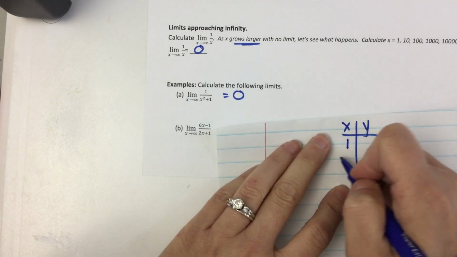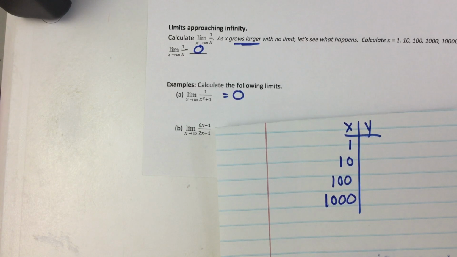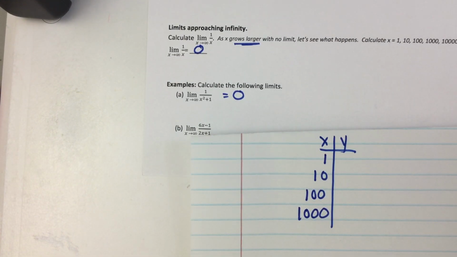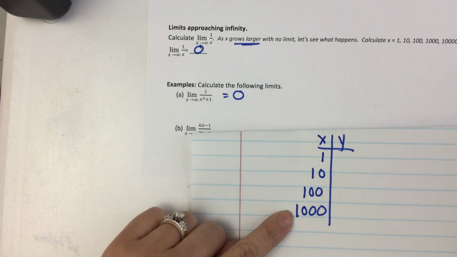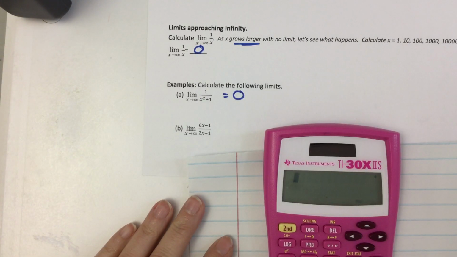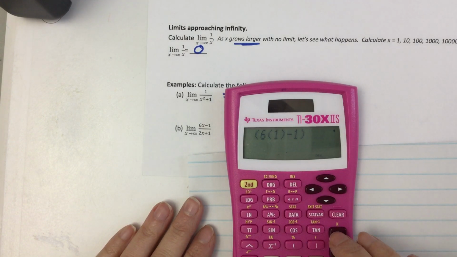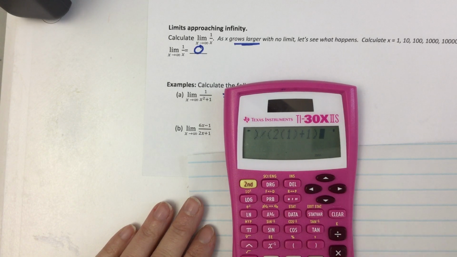So you start off, I go 1, 10, 100, and then I would at least go to 1,000, okay, because you're picturing that you're going all the way to the right forever and ever and ever. So you want to make sure that you do go to a significant difference from where you start to where you end the table, okay? If I go ahead and do this, the top is 6 times, I'm putting in a 1 minus 1. Notice I put parentheses, that's the top. Divided by 2, I put in a 1 plus 1.